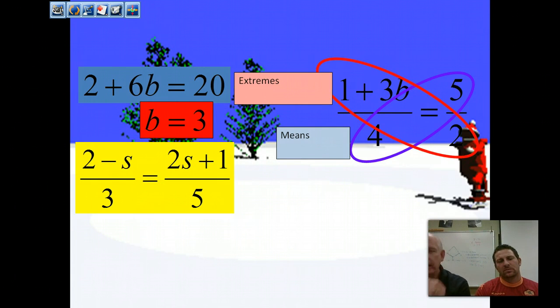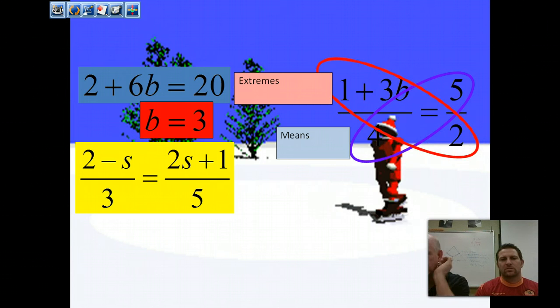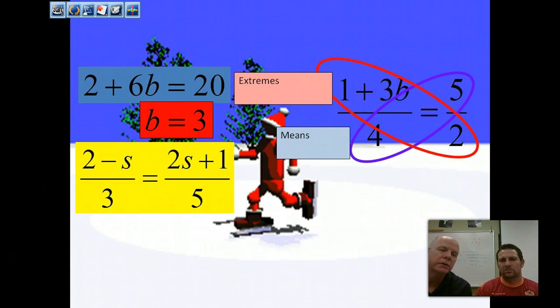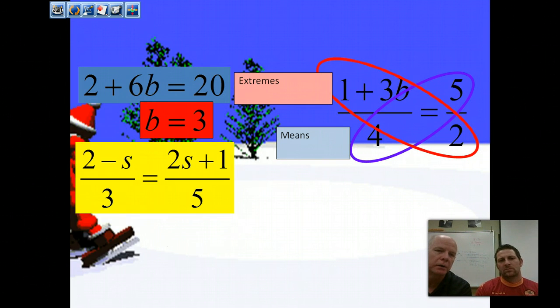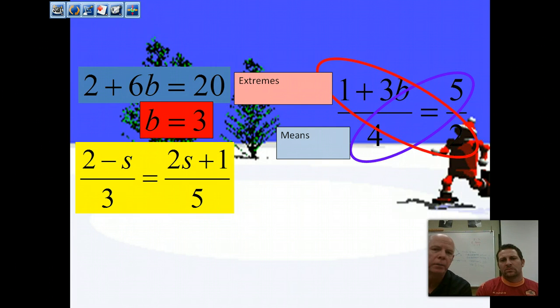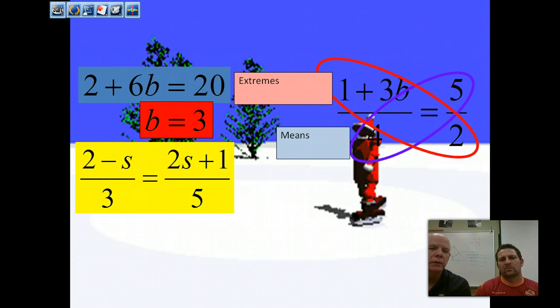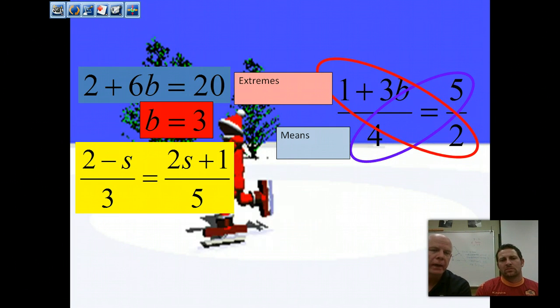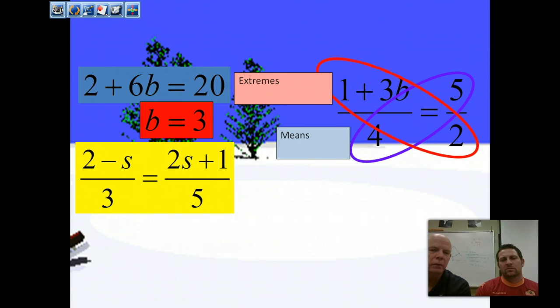Now again, they can get a little bit complicated if we've got some more complex algebraic expressions for numerators and denominators, but this one is not too much more complicated than the one we just did. So if we have 2 minus s over 3, and that ratio is set equal to 2s plus 1 over 5, that's called a proportion.